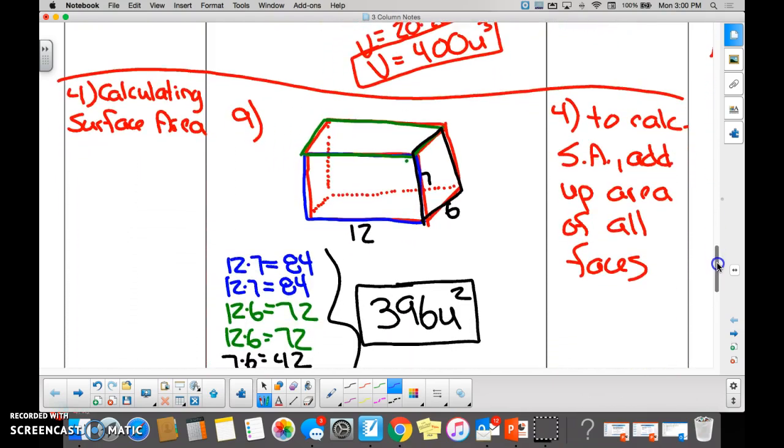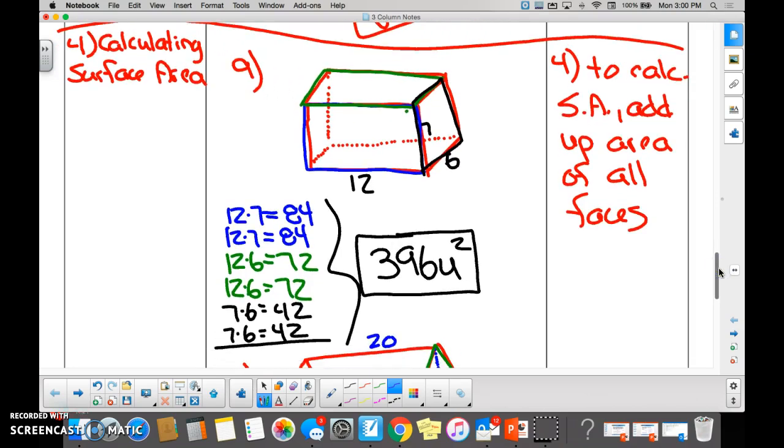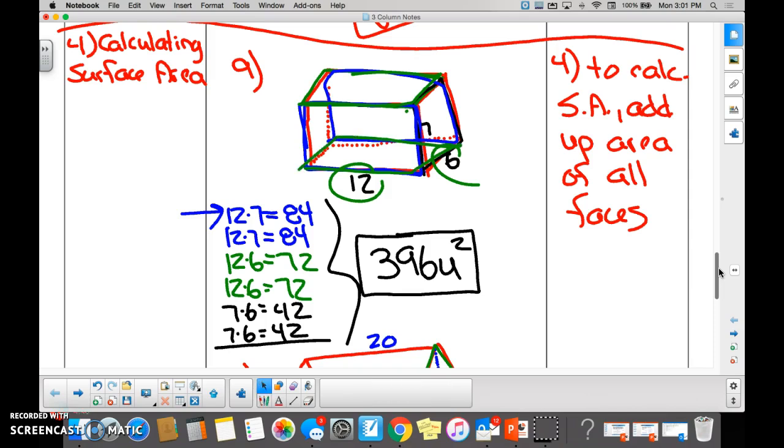Okay, number 4, surface area. Here is my rectangular prism. We calculated all 6 sides. The front side, we use 12 times 7. Because the front side is the same as the back side, we use 12 times 7 again, right? Then the top, we use 12 times 6, the same as the bottom, 12 times 6. And for our side faces, we use what?